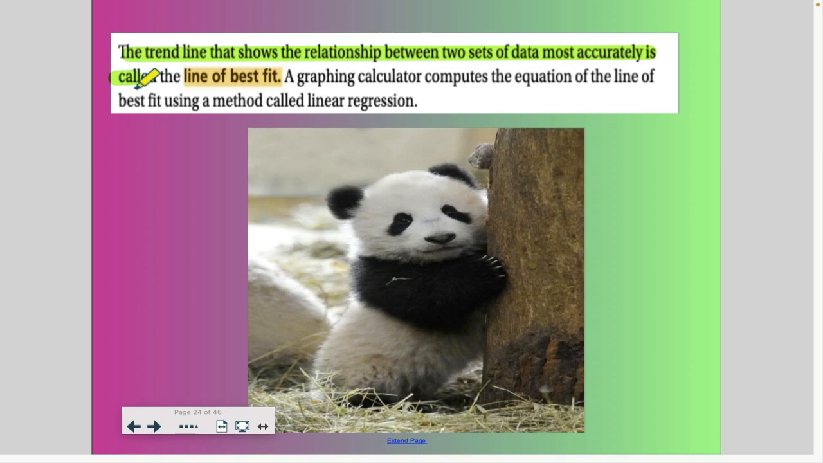A graphing calculator does it using a method called a linear regression. Comes in handy. We'll see as we work through it.